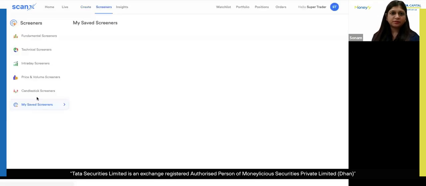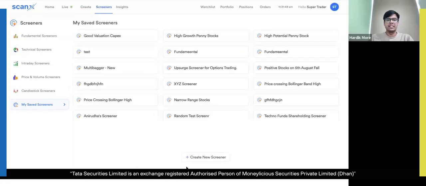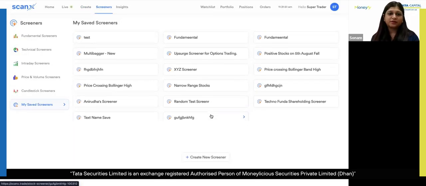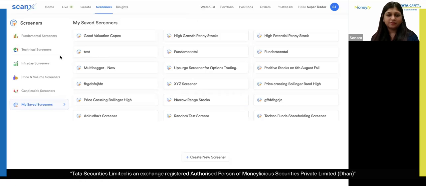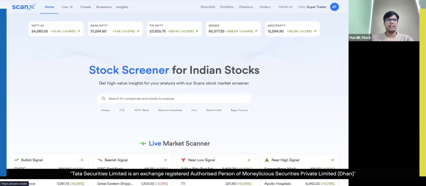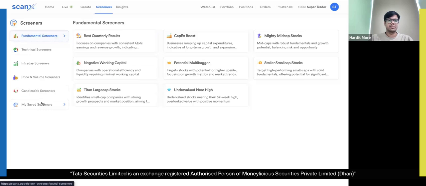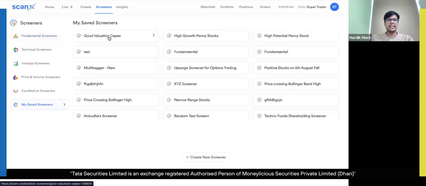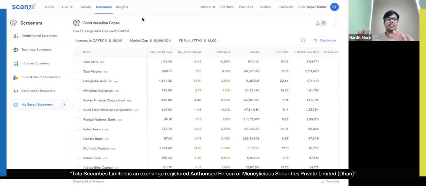Now I can go to screens, and these are all my saved screeners here. Once I've saved it, I don't want to go anywhere else whenever I'm on this platform. I just log in, I go to my saved screeners, and I can check these stocks, this screen that I have created, and I can go back to further my analysis from here.